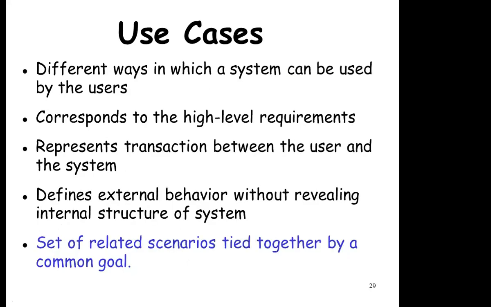So, different ways in which a system can be used by the users. It corresponds to the high level requirements, and it defines external behavior without revealing the internal structure of a system. It is an abstraction where only the external behavior of the system is revealed to the user through the use case diagram. Internal structure is not revealed in a use case diagram.